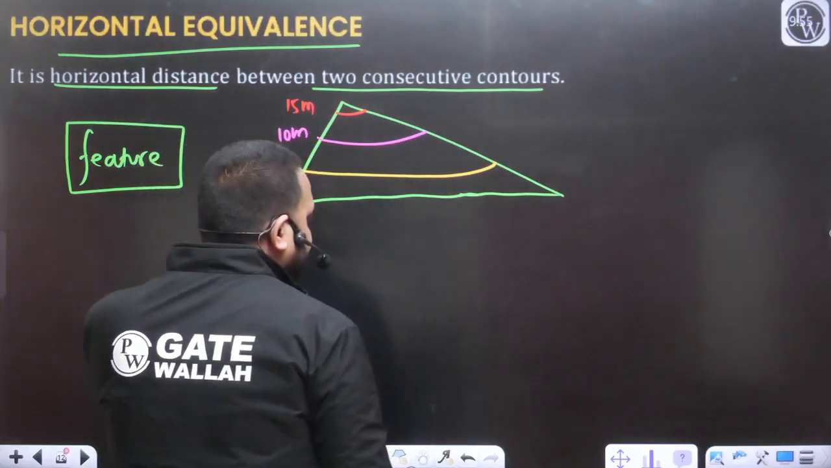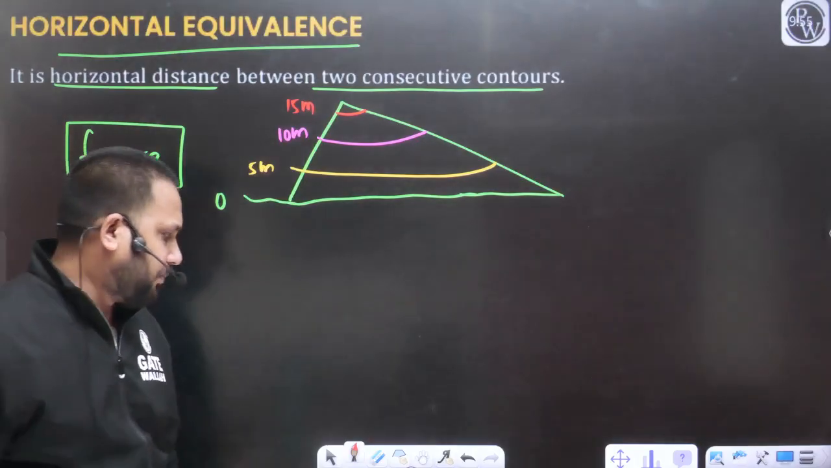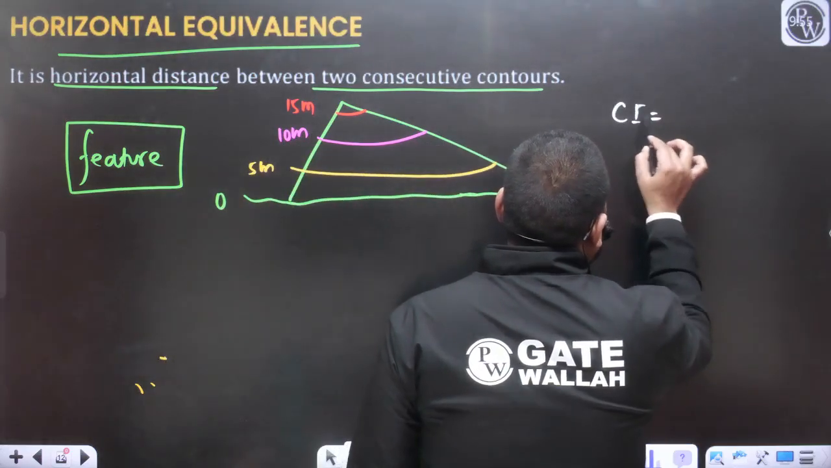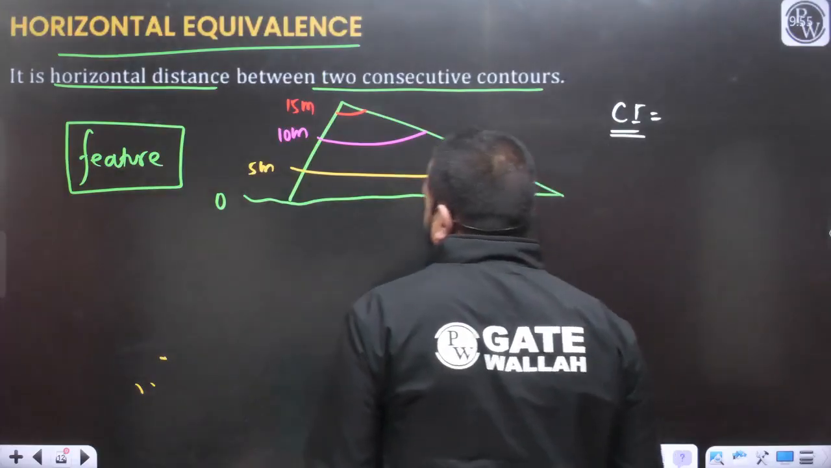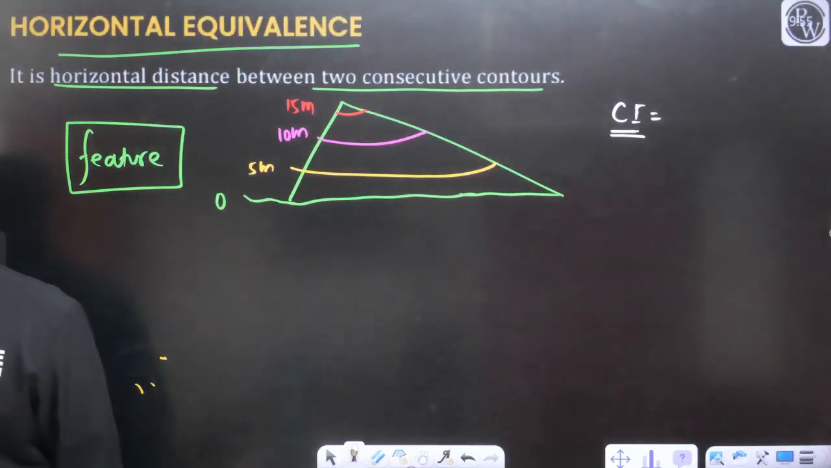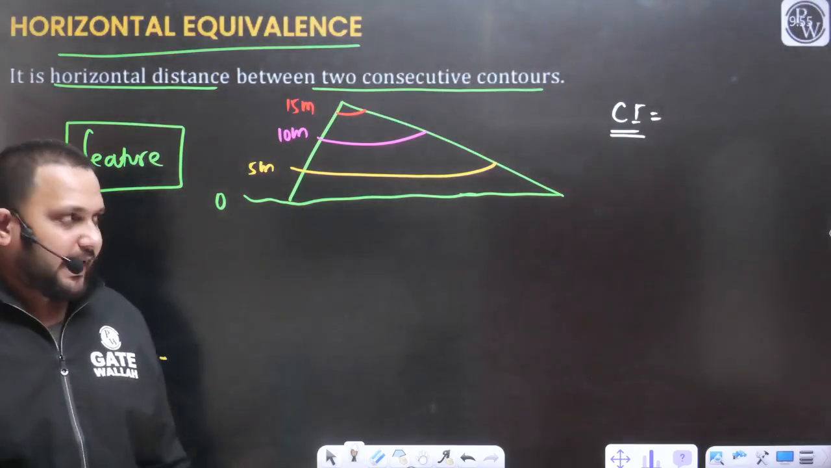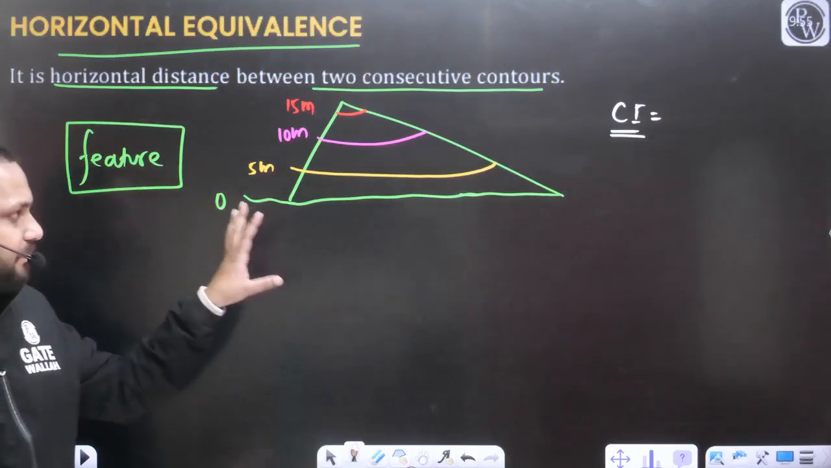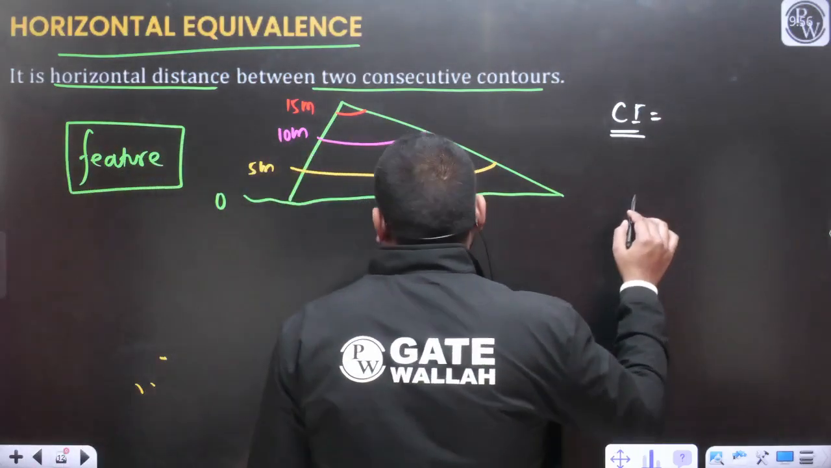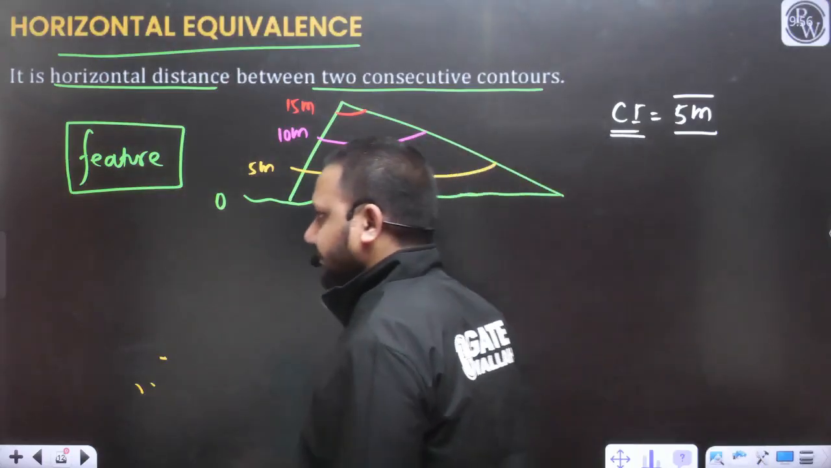So here you can clearly see in this survey work, can you please tell me what will be the contour interval? How have we defined the contour interval? So sir, it is the vertical distance between two consecutive contours, and for this work we have fixed the contour interval as 5 meter. Absolutely right. So in this survey work, our contour interval is 5 meter.